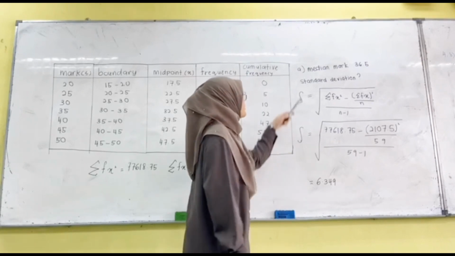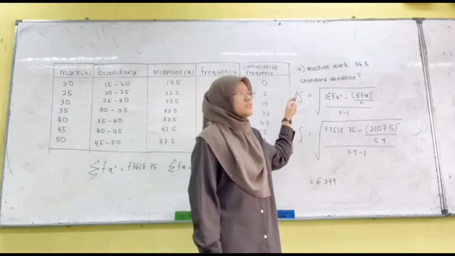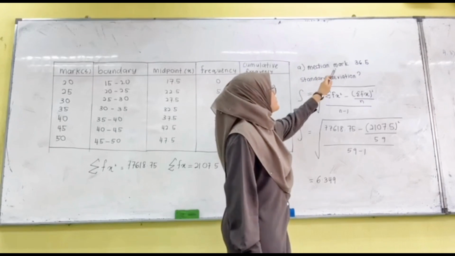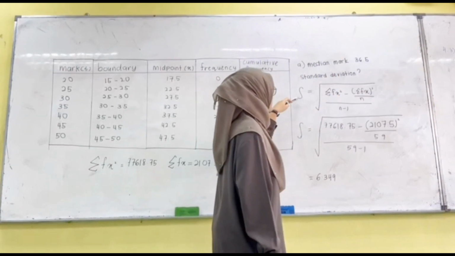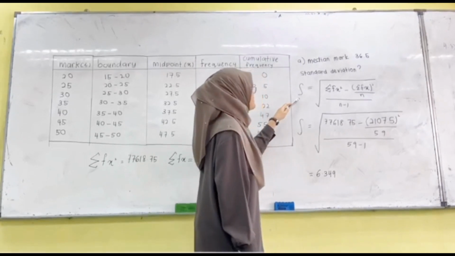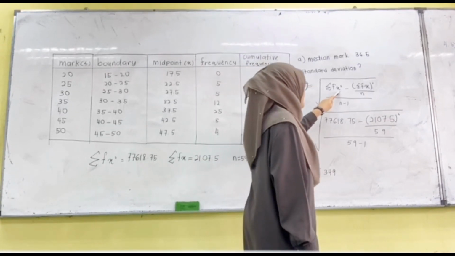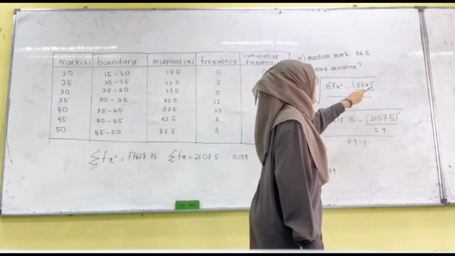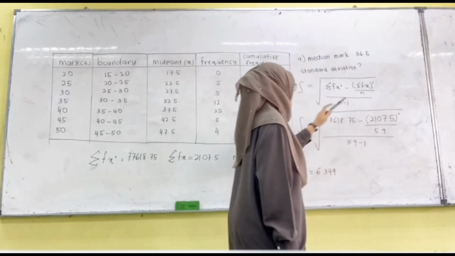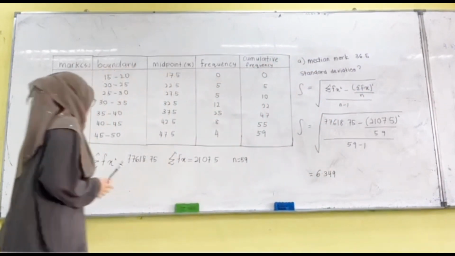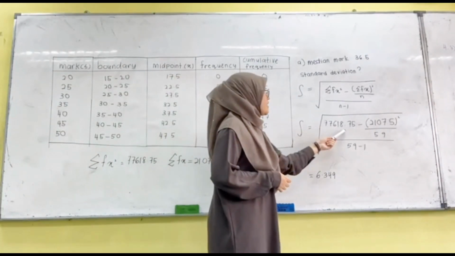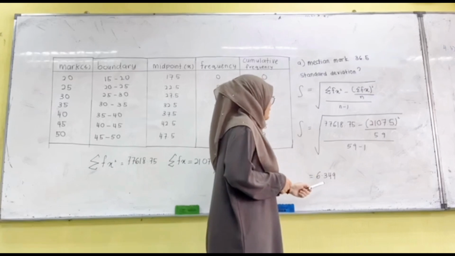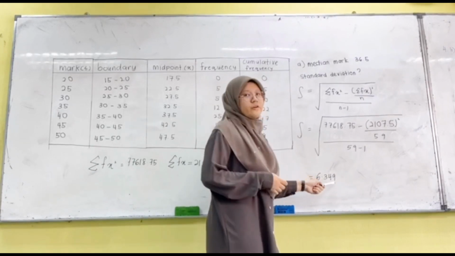Question 1a, they want to find standard deviation. They give you the median mark, which is 36.5. Then we write the formula of standard deviation, which is the square root of summation of fx squared minus summation fx all squared over n, all over n minus 1. Since we have the values of fx squared and fx, we can substitute the values into the formula and we will get 6.349.